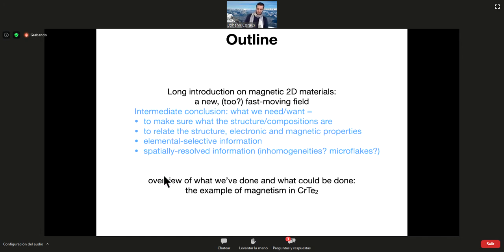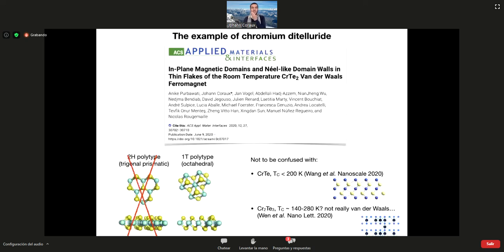Okay, so let me now switch to what we've done actually. It will not only be about what we've done, but mostly. So this is, to me, a case example: magnetism in chromium ditelluride. It's one of these transition metal dichalcogenides. It's not a semiconductor. I will come back to that. Okay, so this is based on this work that we published last year, together with colleagues from ALBA, actually. You see Lucia and Mihail's names here.